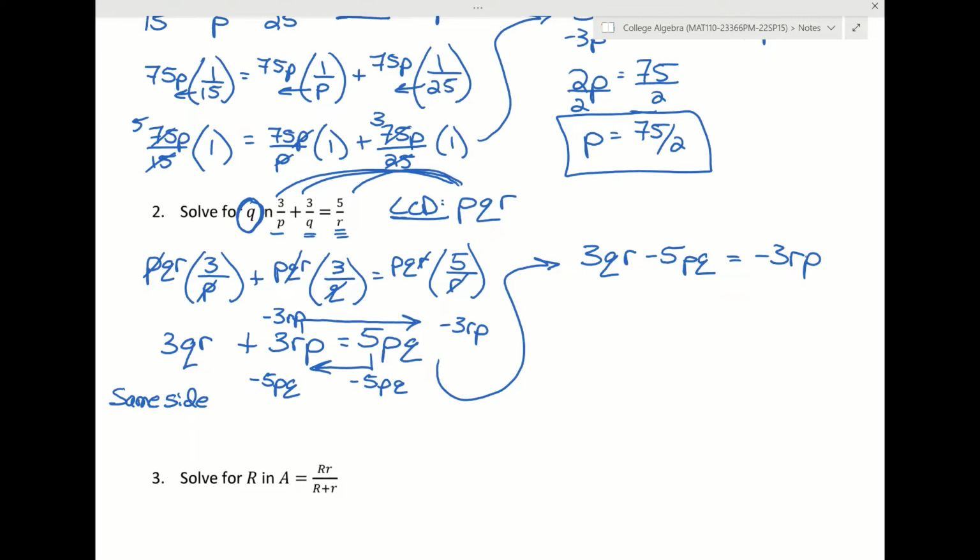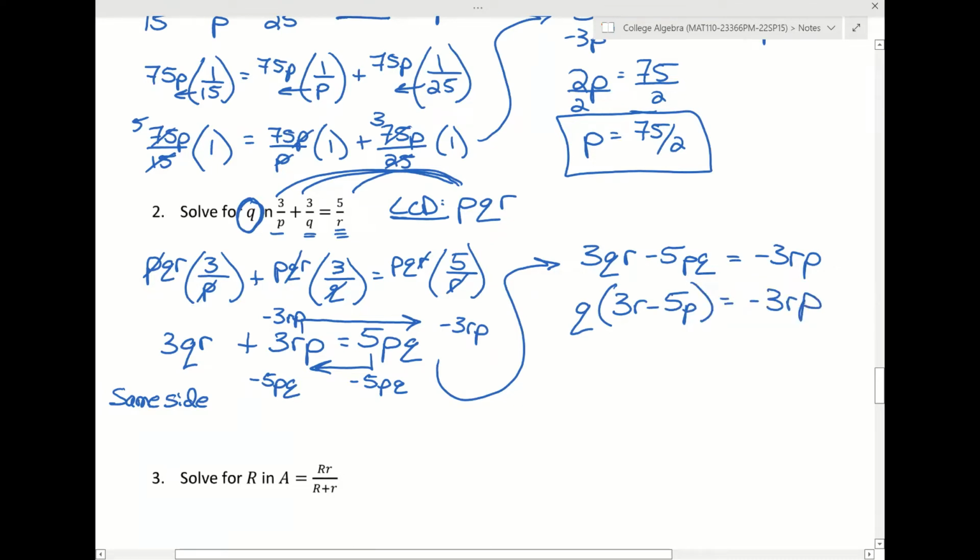Well, remember, we want to get q by itself, and right now it's inside of two terms. So one thing that we could do to separate it from them is to factor out a q. If you factor out the GCF of q, we get 3r minus 5p. And we're almost done. Factoring was key there, because now we could divide both sides by 3r minus 5p. And we'll get q is equal to negative 3rp divided by 3r minus 5p.